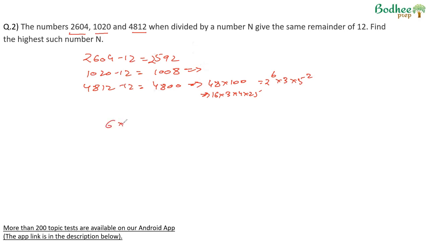1008 will be 6 into 168, and 168 is 6 into 4 into 7, 6 into 7. So that is 2 raised to power 4 into 3 squared into 7.